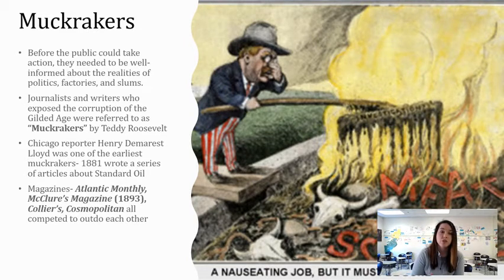And so these journalists informed them about the realities of the political corruption, the working conditions in factories, the living conditions in slums. And the people that exposed this corruption of the Gilded Age were referred to as muckrakers by Teddy Roosevelt, right? So we talked about this a little bit in class, where they're stirring the pot. They're causing trouble, but it's good trouble, if I'm to quote former Congressman John Lewis, where this was something that needed to be done. It was hard.